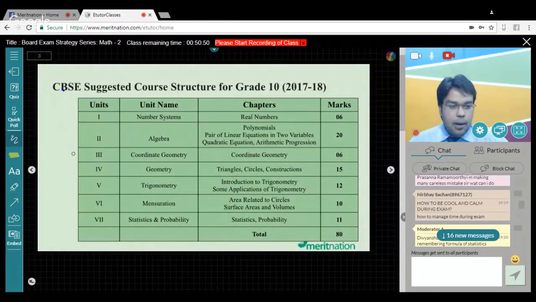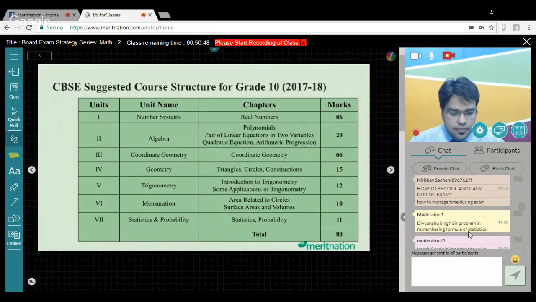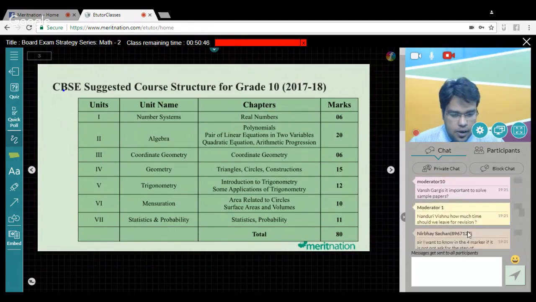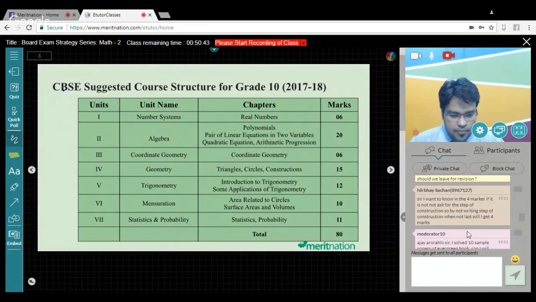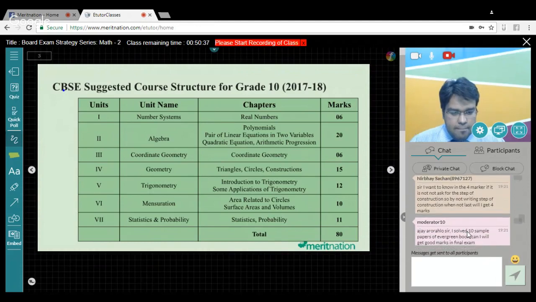All right, so coming to first of all the number system. I want to know, for a 4 marker, if it is not asked, steps of construction, by not writing will I get 4 marks? If it's explicitly mentioned, I've already told this, the steps of construction you have to write. If it's not, it's your choice. If time is on your hand, you can write it.